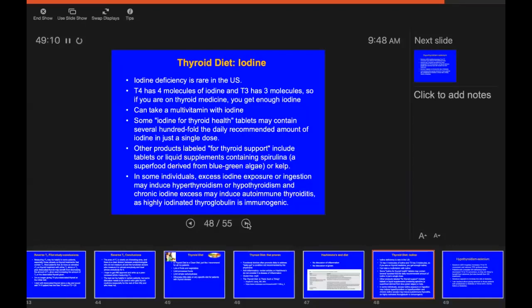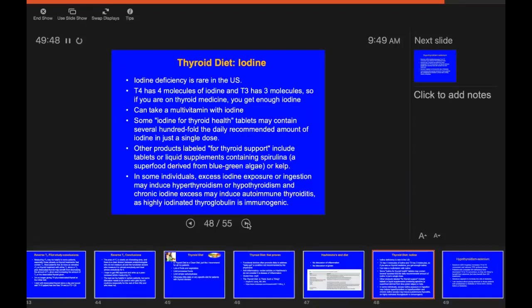As I mentioned, T4, levothyroxine has 4 molecules of iodine, T3 has 3 molecules. If you're on thyroid medicine, you're getting enough iodine, certainly. You can take a vitamin that has iodine if you want. There are these iodine for thyroid health supplements. They have several hundred-fold the amount of iodine in just a single dose. These I would really try to avoid. You have other products for thyroid support. These include spirulina, which is a superfood from algae, and kelp. These have a fair amount of iodine in them, probably not as bad as the other ones that have super high levels, but most people, I don't think, need it.